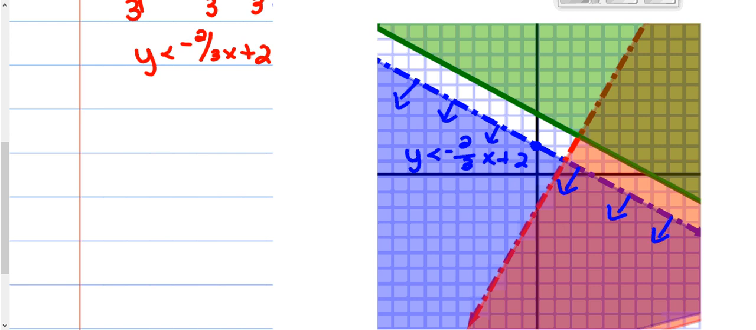All right, then the next one that we have is y is greater than negative 2/3 x plus 4. So plus 4 is right here. Label y is greater than negative 2/3 x plus 4. Put your arrows above because greater than shades above.